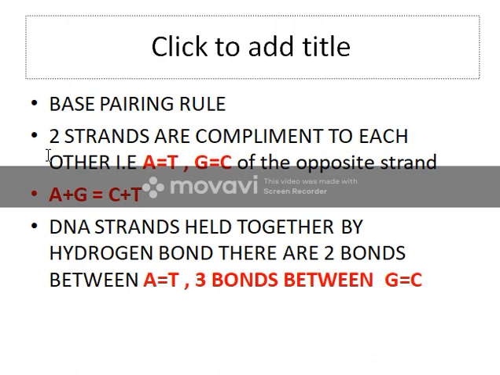So in DNA strands, the nitrogenous bases are held together by hydrogen bonds. Very exactly, adenine and thymine are held together by two hydrogen bonds, whereas guanine and cytosine are held together by three hydrogen bonds.